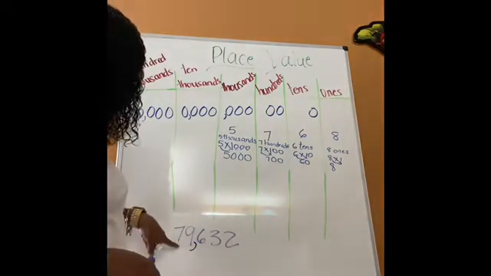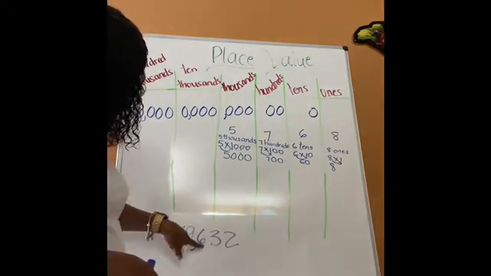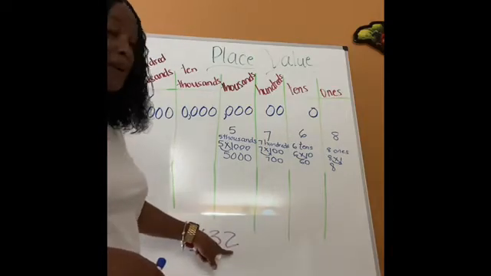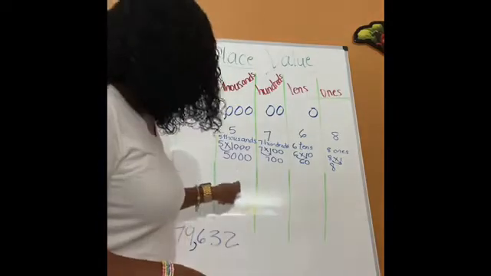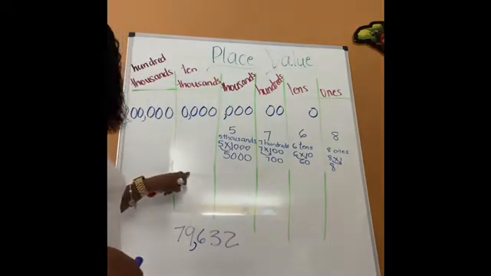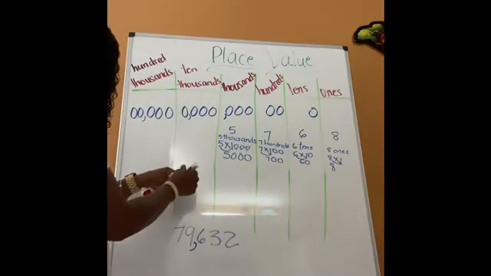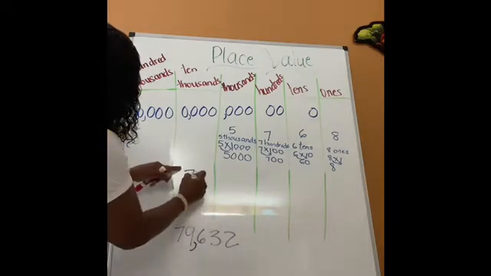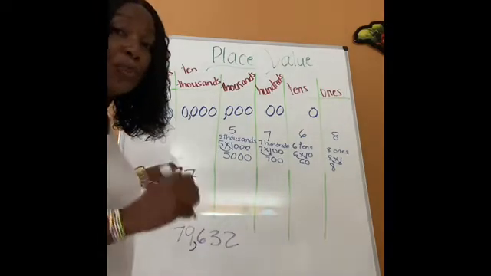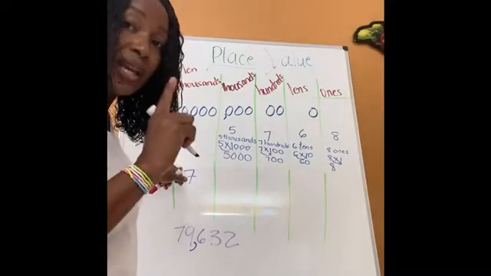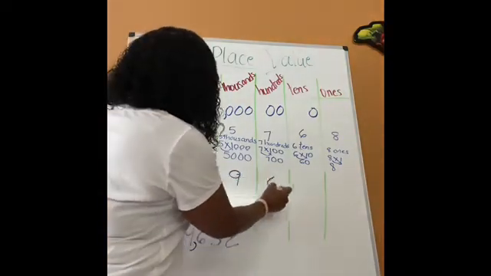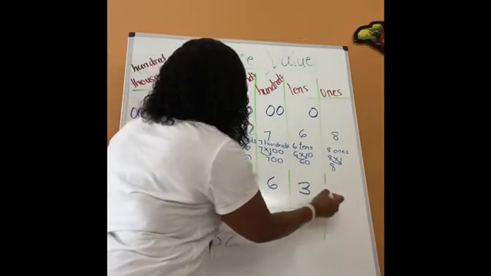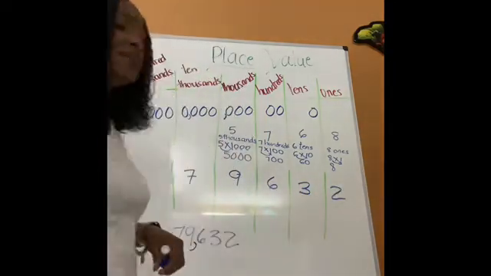Now I'm going to put the digits on the chart so I'm able to see the value of each. So I'm going to count 1, 2, 3, 4, 5. So I'm starting in the 10,000s column. So 7, and please note I'm only putting 1 digit in each column. 9, 6, 3, 2. Let's break that down.